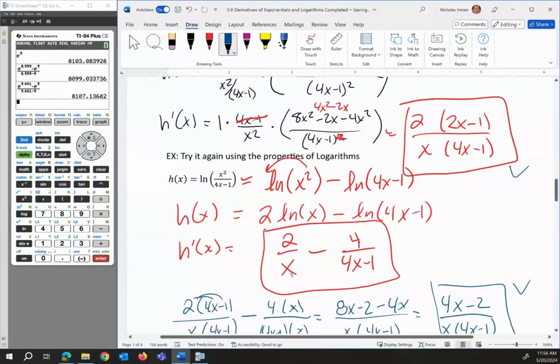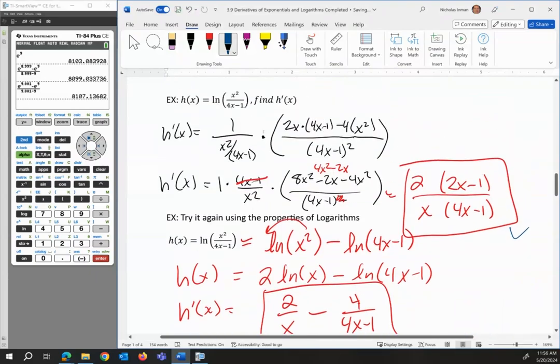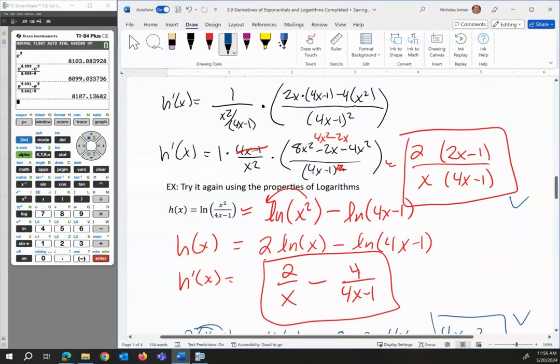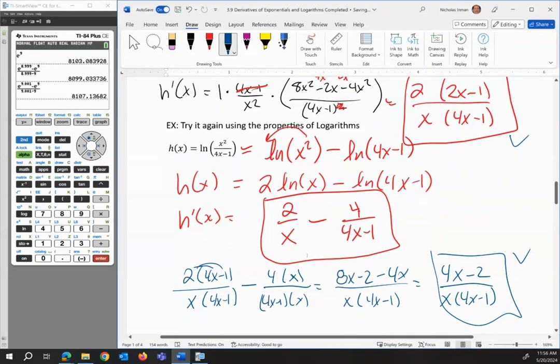One of these two answers was very, very easy to get. One of them took a whole lot of algebra, a whole lot of work. So usually if we can apply the rules of natural logs first, it will usually simplify how we do our answers. And that's really nice. We have to remember those three properties of logs, though.